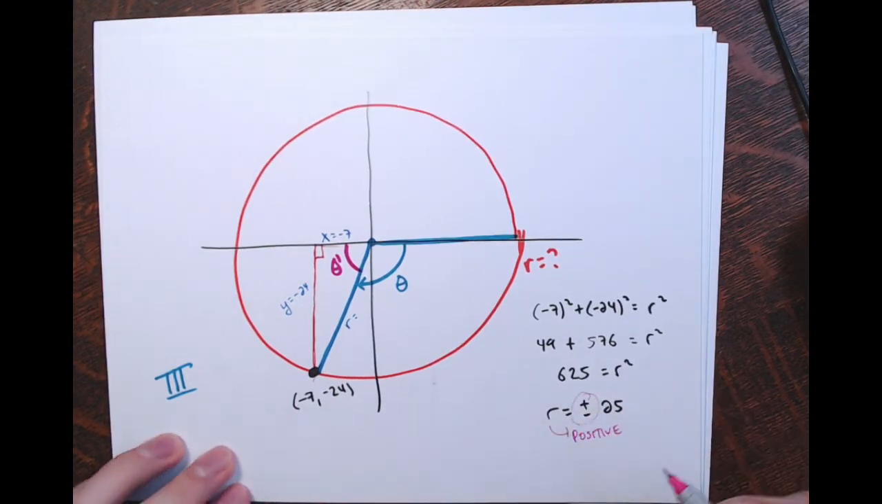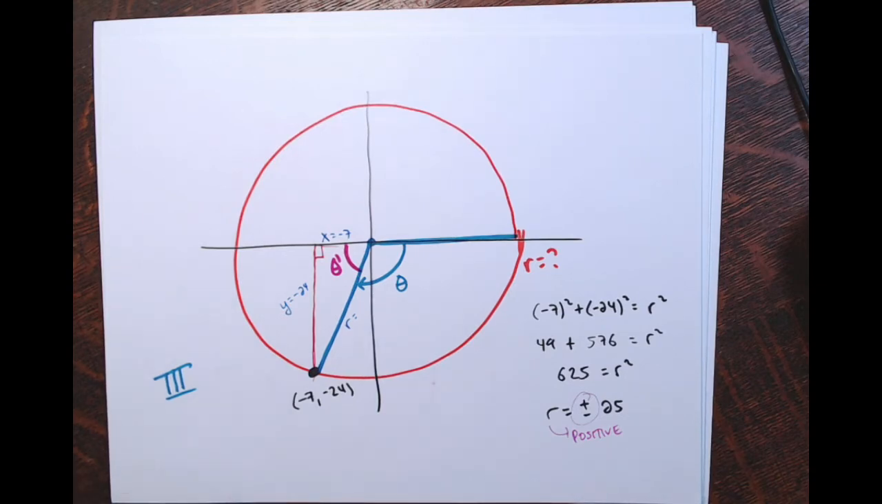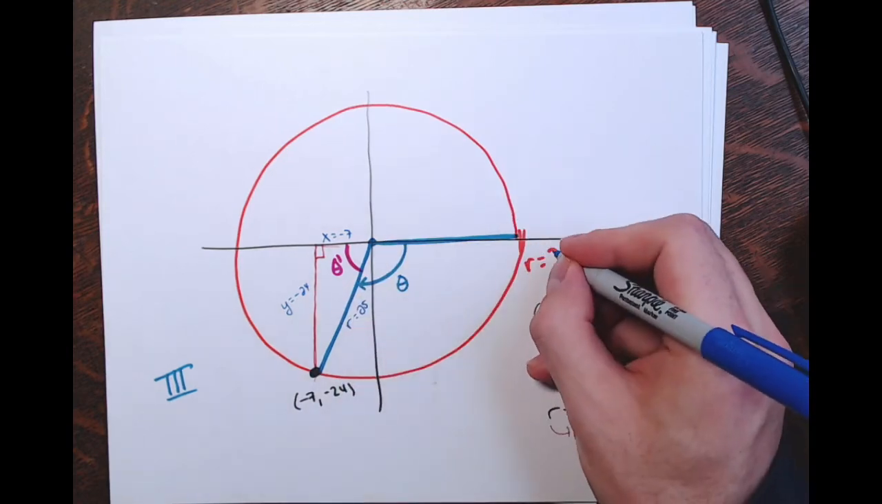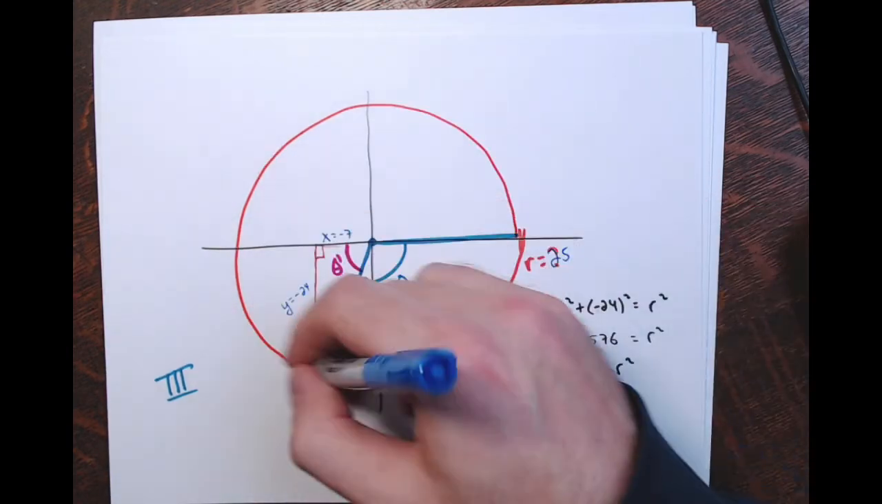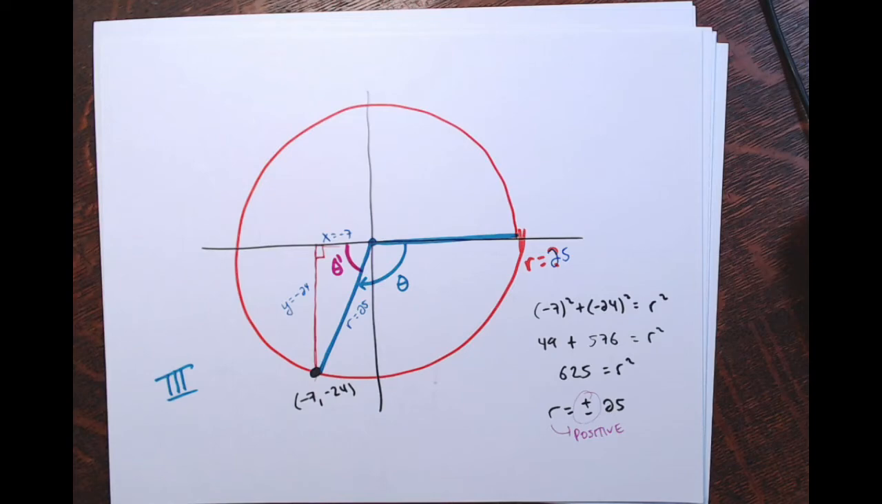The radius, the hypotenuse for all these triangles, should be a positive quantity. All right, so this is 25. So I'm on a circle with a radius of 25 units, right? So definitely not the unit circle.